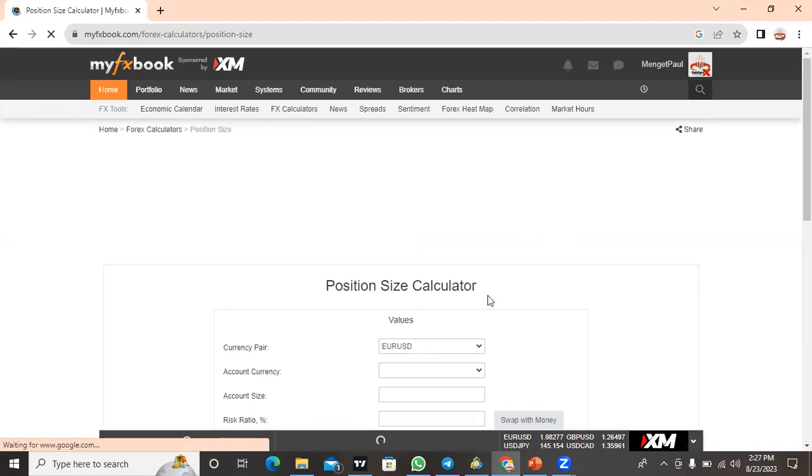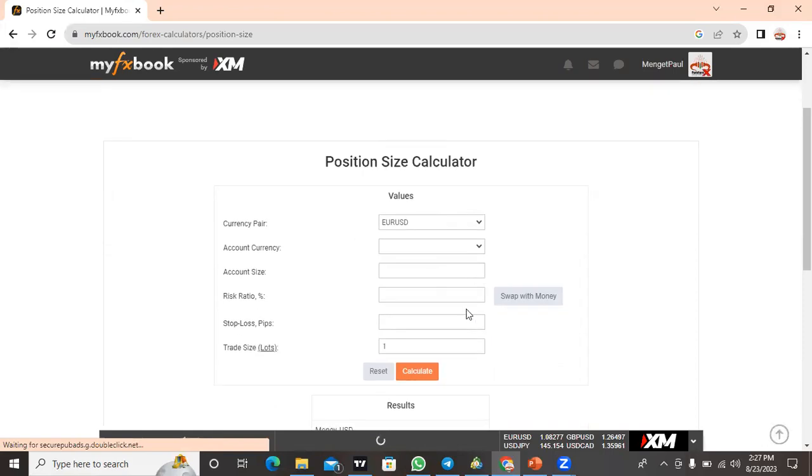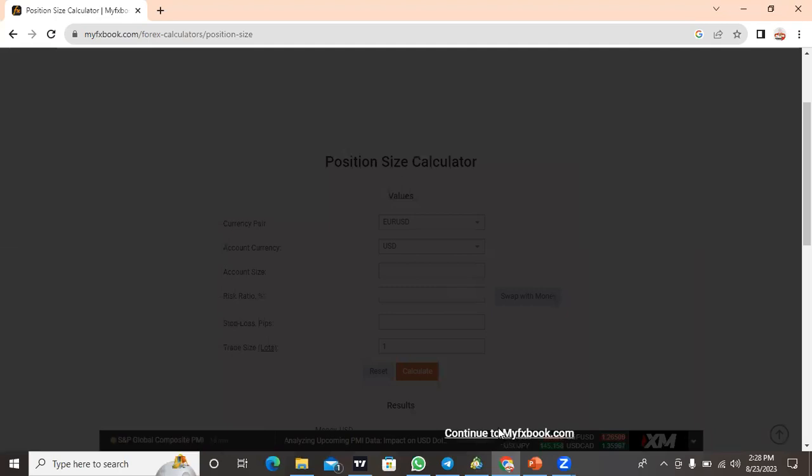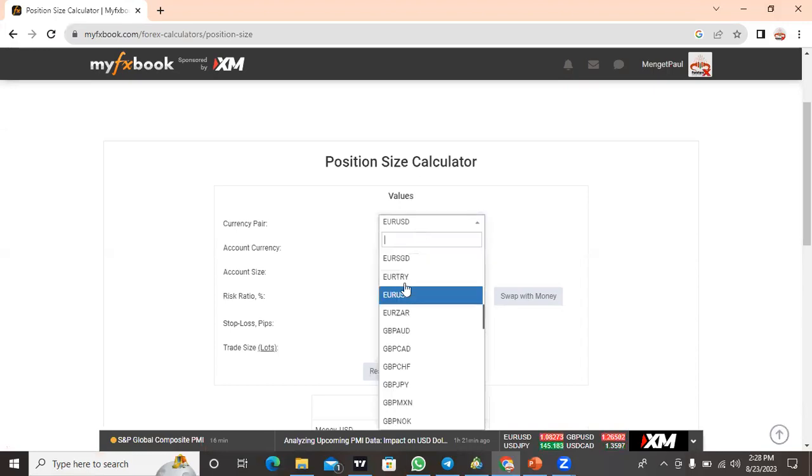So yeah, this is the position size calculator, guys. What we are going to do now, under the currency pair, is select the pair we want to trade. We are trading GBP CAD, so we want to select GBP CAD. So where is GBP CAD? Okay, this is GBP CAD.